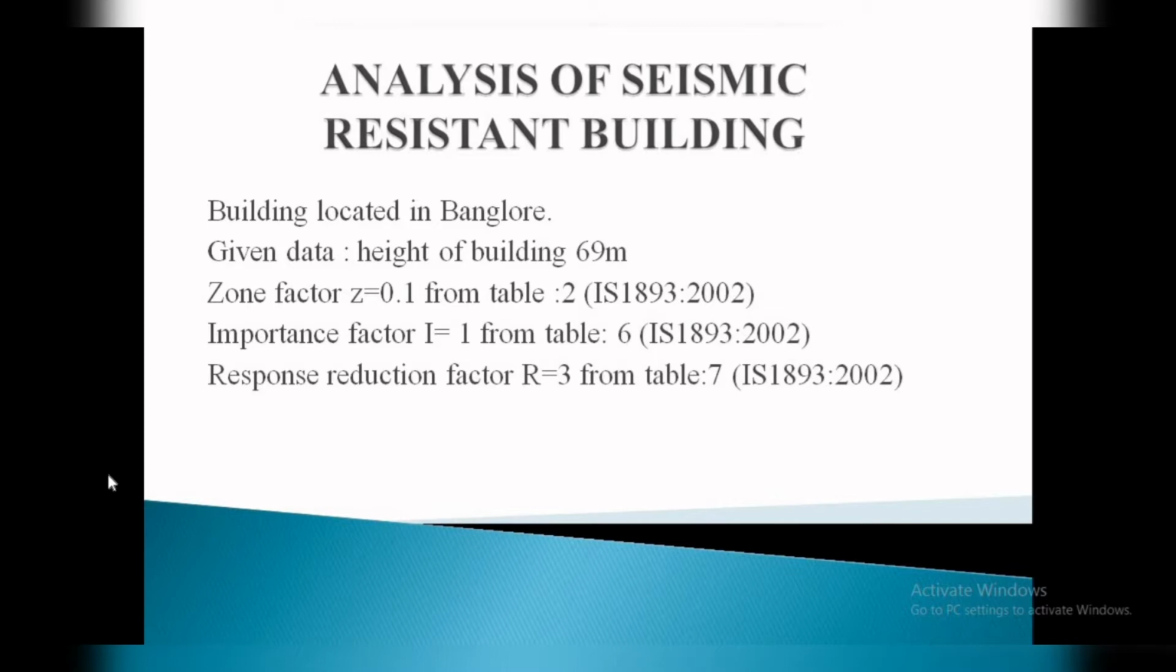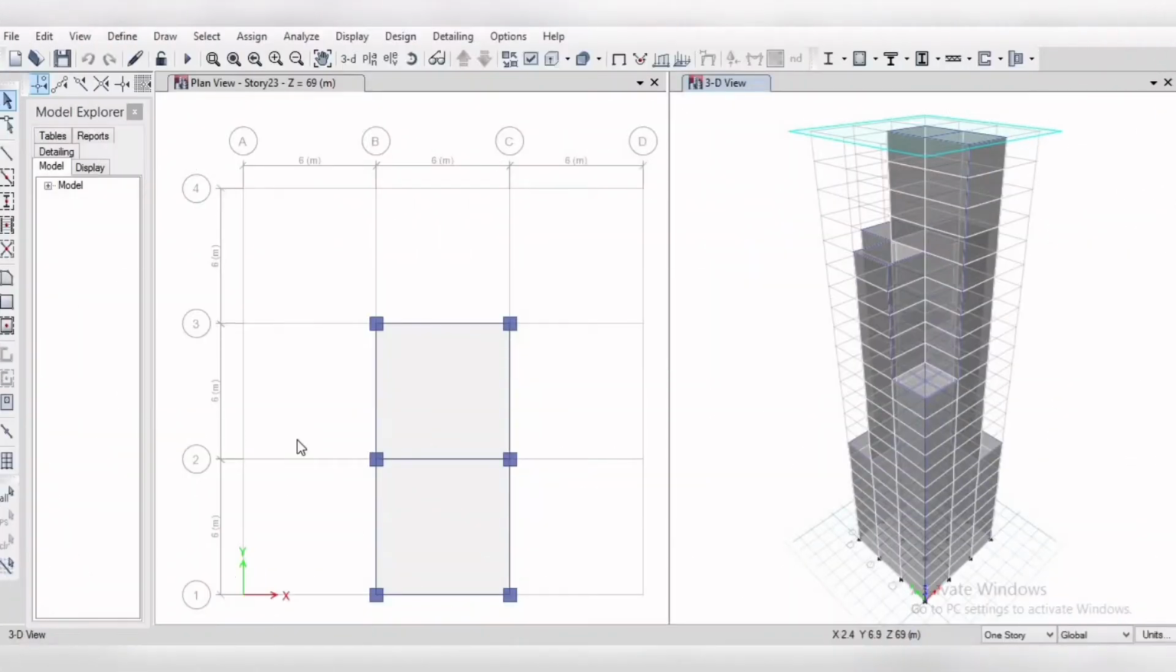So for Bangalore the zone factor is 0.1 from table 2, importance factor I is 1 from table 6 and response reduction factor R is 3 from table 7. This is taken from IS 1893. Seismic analysis is done by two methods. First is response spectrum method and second is time history method. So first we'll see how seismic analysis is done by response spectrum method.